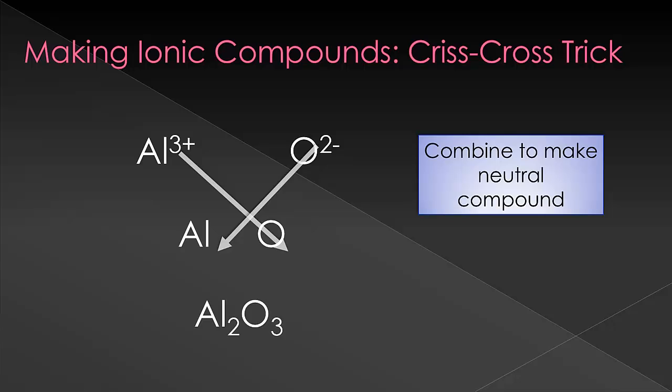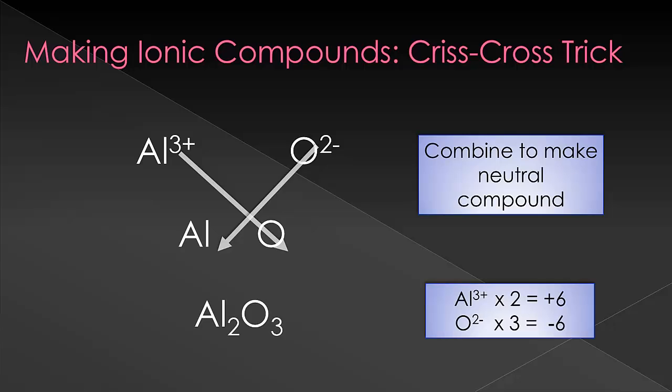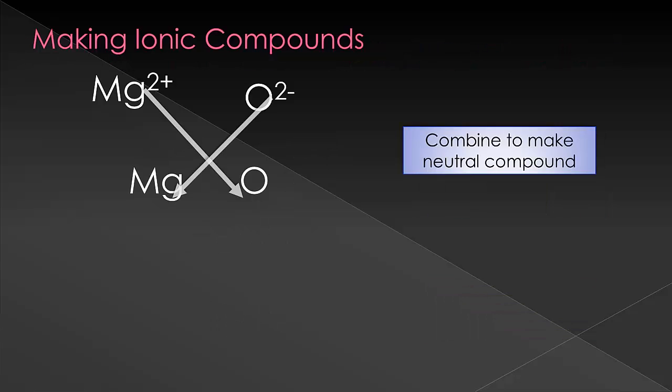We need the overall compound to be neutral, and now we can calculate how the charges work to show how the trick works. Aluminum typically has a +3 charge. We now have 2 of them, which gives us a total of +6. We have 3 oxygens, each with a charge of -2, which gives us a total of -6. So +6 from aluminum, -6 from the oxygen, equals neutral overall, which is what we need for an ionic compound.